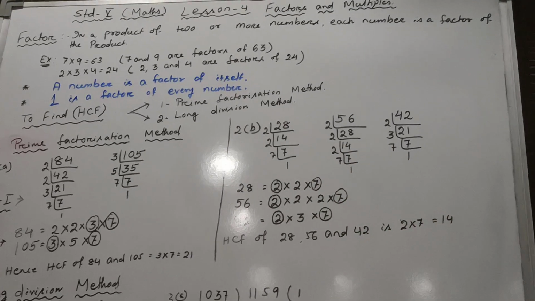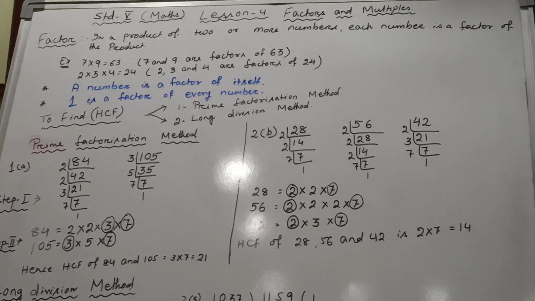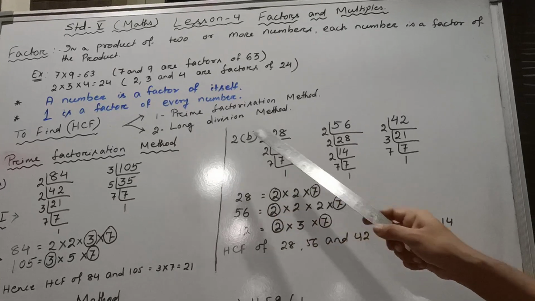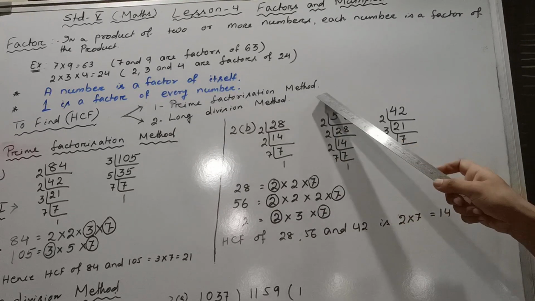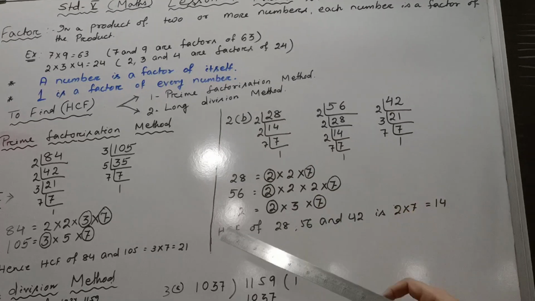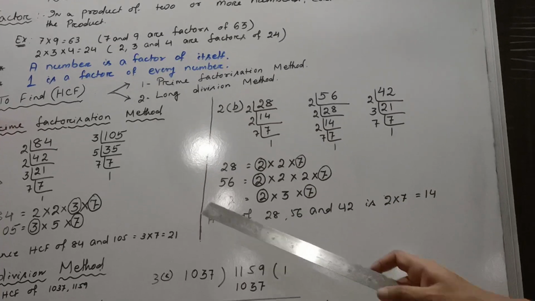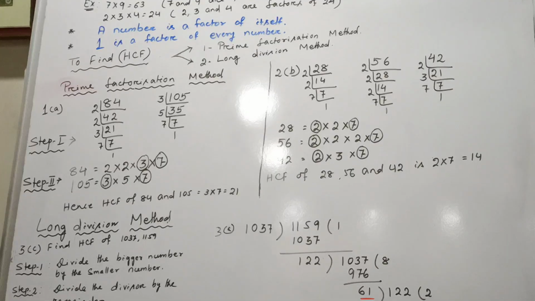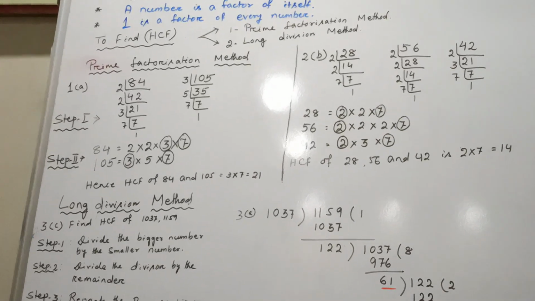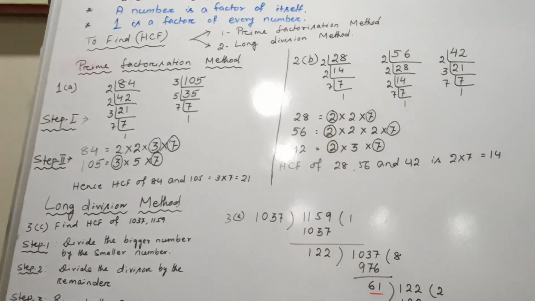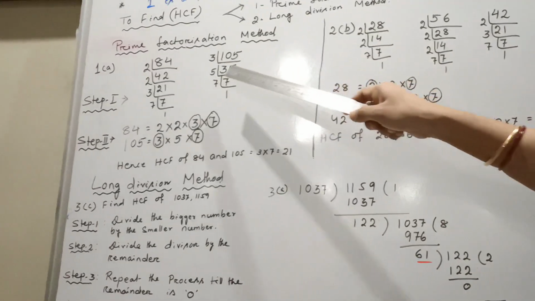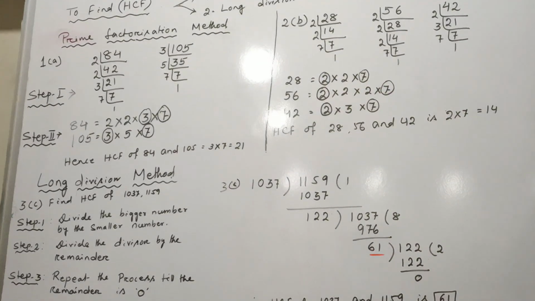So to find HCF, HCF means highest common factor. To find HCF, there are two methods. First one is prime factorization method and second one is long division method. Let us discuss what is prime factorization method. In your book, see question number 1A. Here you have to find HCF of 84 and 105 by prime factorization method.